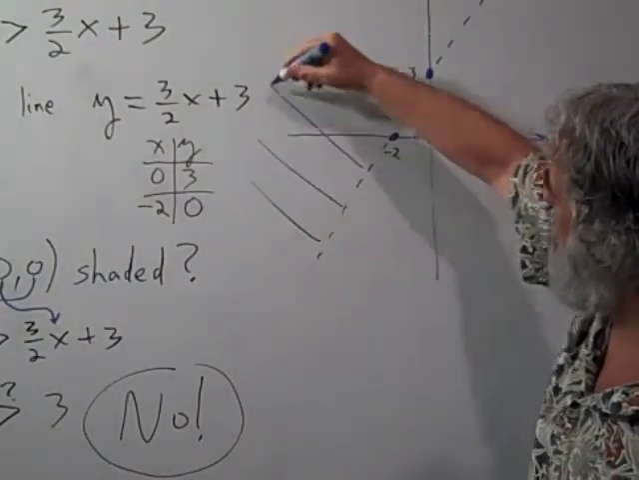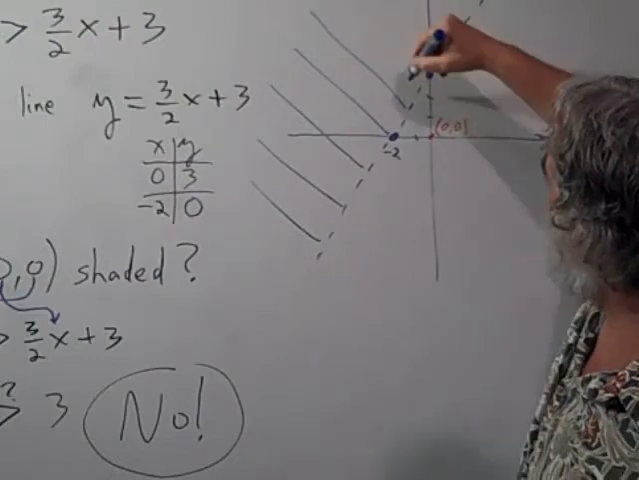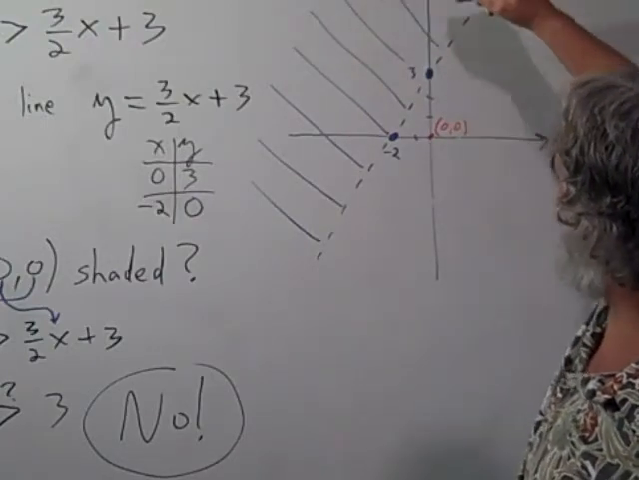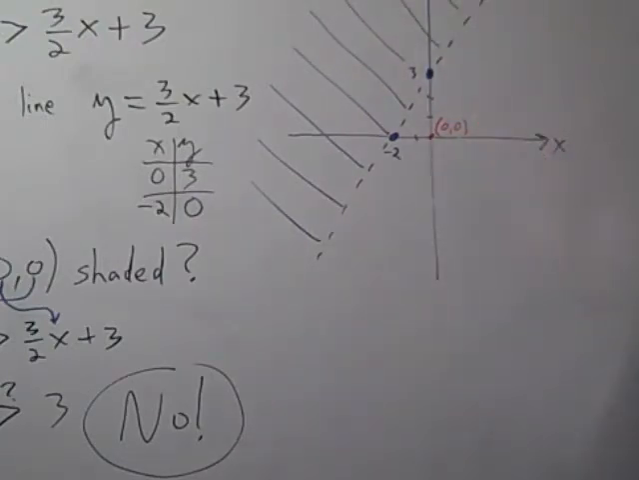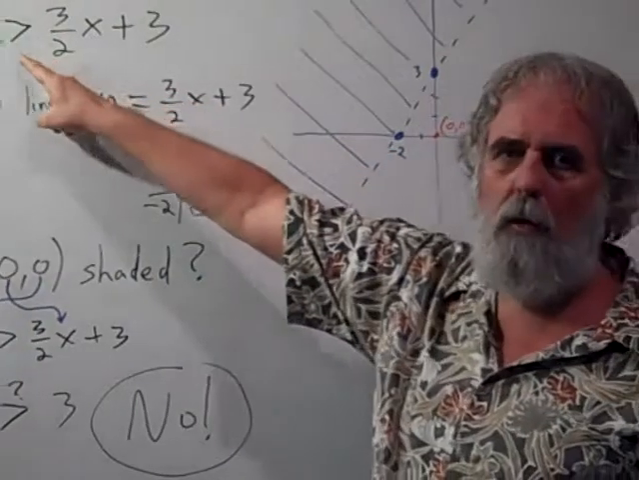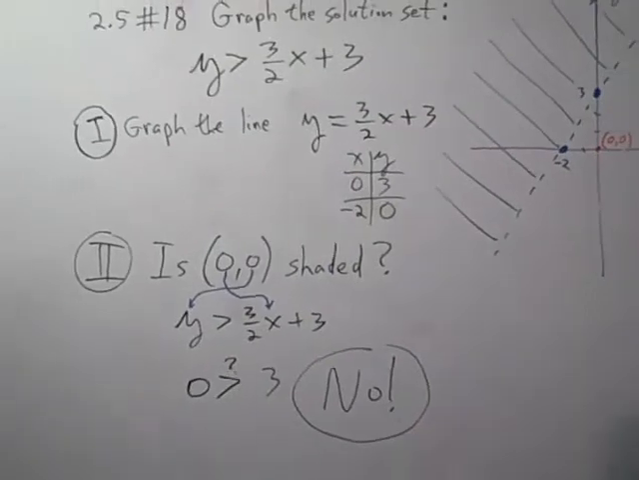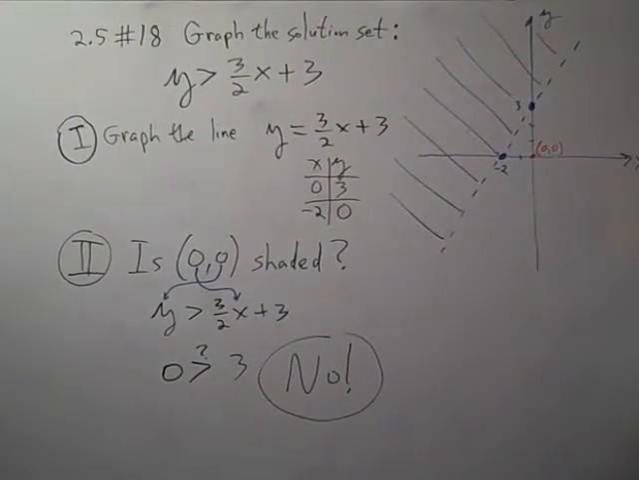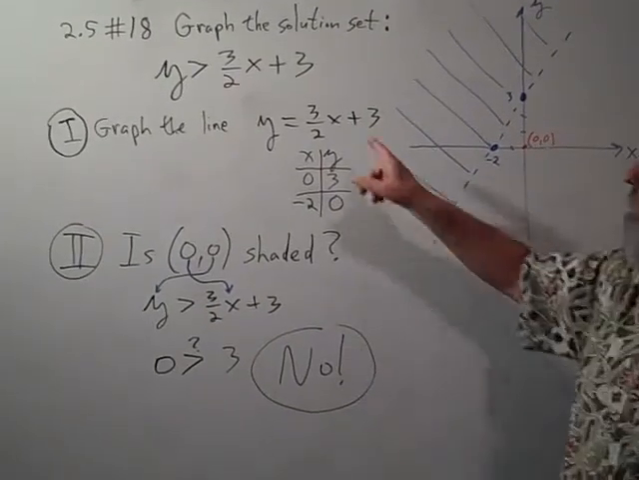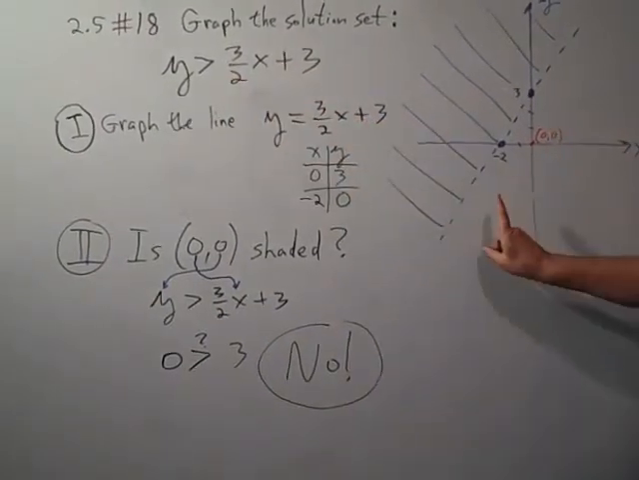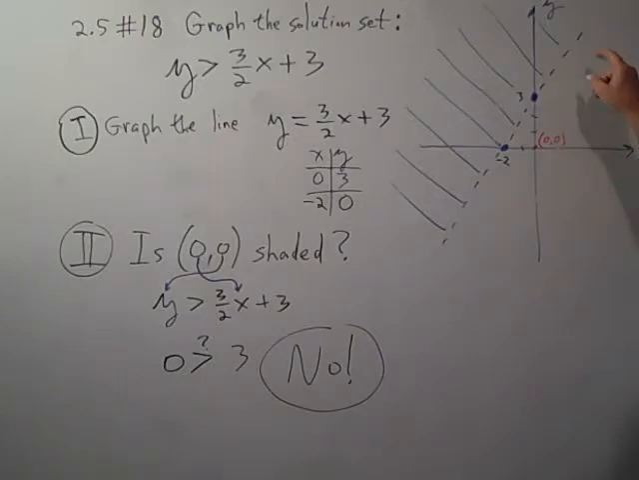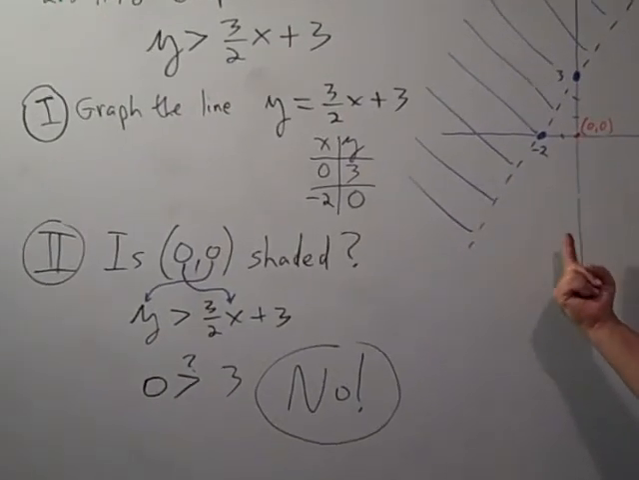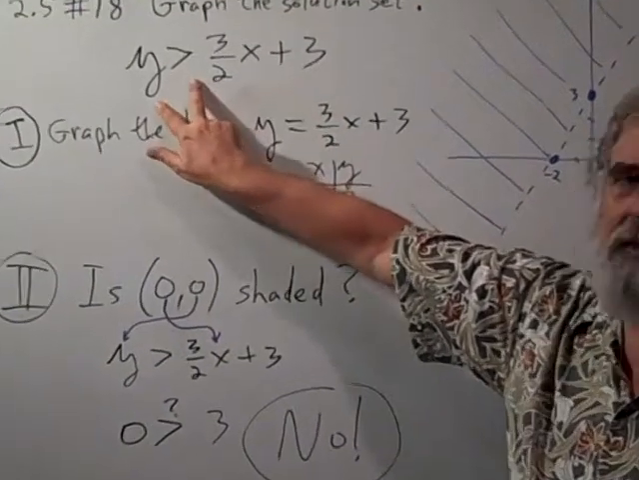So the solution set to this linear inequality is all the points on the upper side of this line. And you could have also noticed that by looking at the original inequality here, y is bigger than. Y is up and down, the vertical coordinate here. And if y is bigger than the points on the line, that means y is above the line. So we knew the upper side of this line had to be shaded just from looking at this part here.